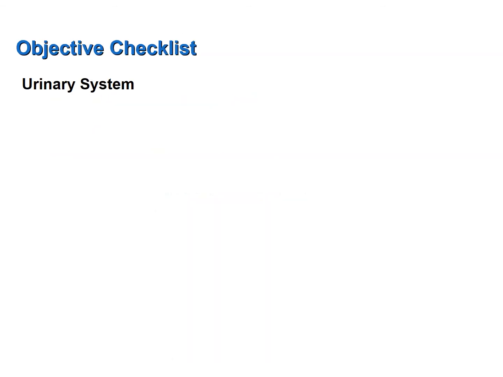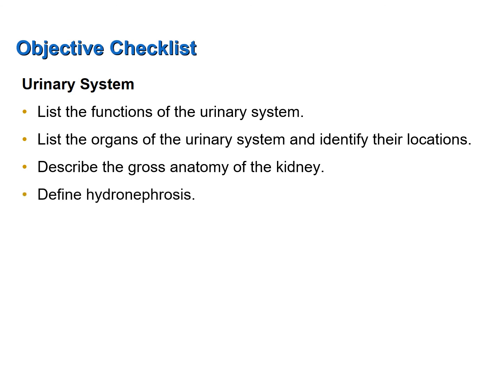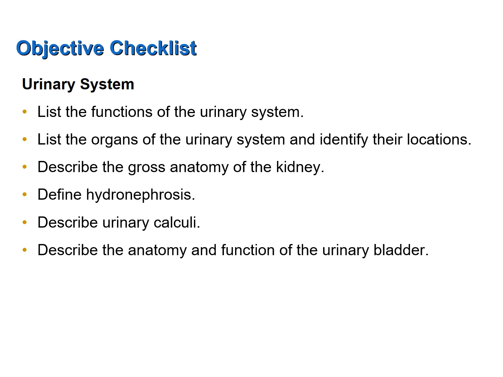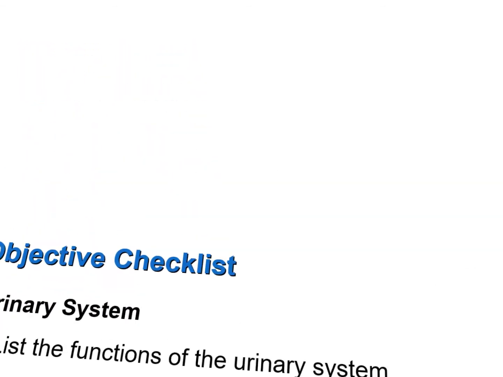Now let's review the objectives of this screencast. List the functions of the urinary system. List the organs of the urinary system and identify their locations. Describe the gross anatomy of the kidney. Define hydronephrosis. Describe urinary calculi. Describe the anatomy and function of the urinary bladder. Explain the clinical significance of the trigone. And compare and contrast the urethras of males and females. The topic of the next screencast will be the nephron.